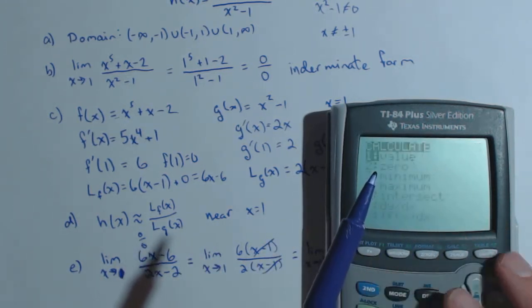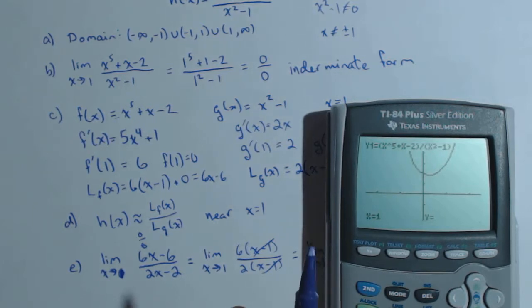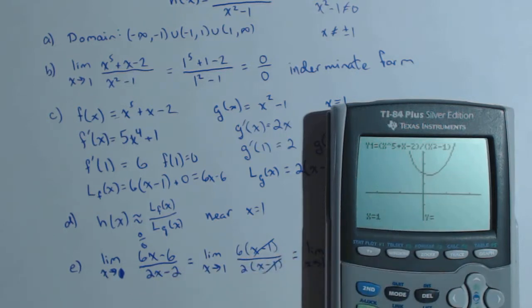Now, if I try to calculate the value at 1, it doesn't exist. That does not surprise us. But we know that the limit is going to exist there because of that nice smooth behavior. It's going to the same place from the left and the right.